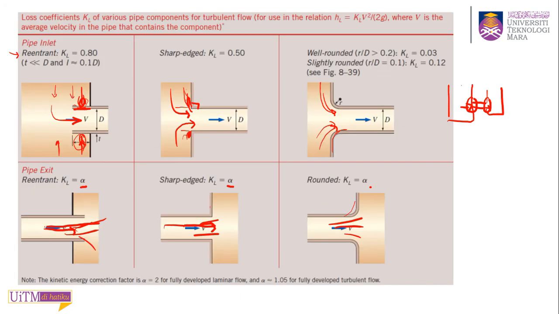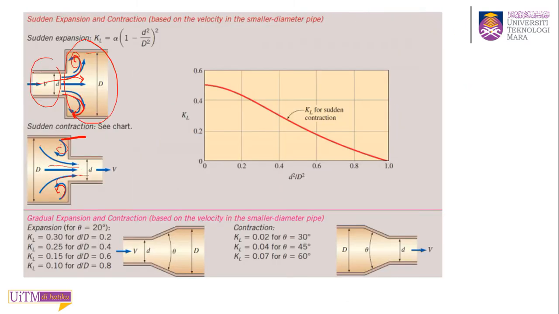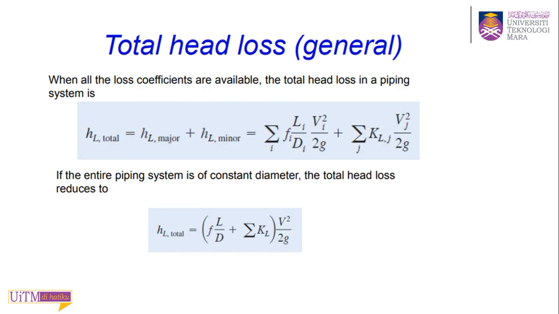So that's the minor losses, and you can calculate using this equation. Just put the loss coefficient given in the question or in the example times the velocity squared over 2g. Okay, after you calculate that minor losses, and as I have mentioned earlier, the total loss is the major loss from the friction that you have calculated plus the minor, that will give you the total head loss. Okay, and this is the equation.